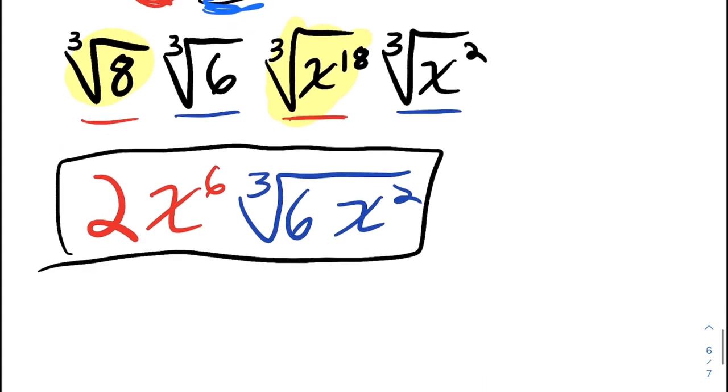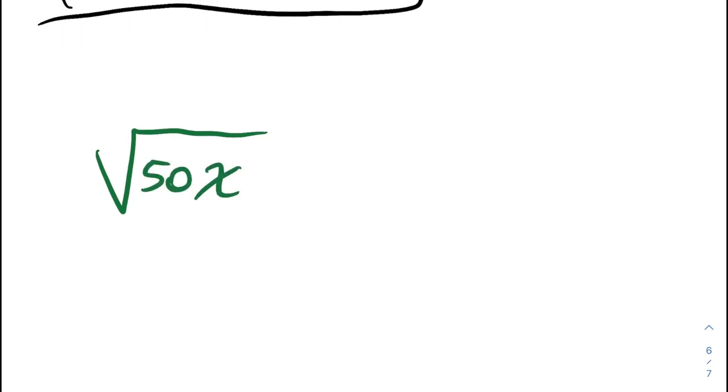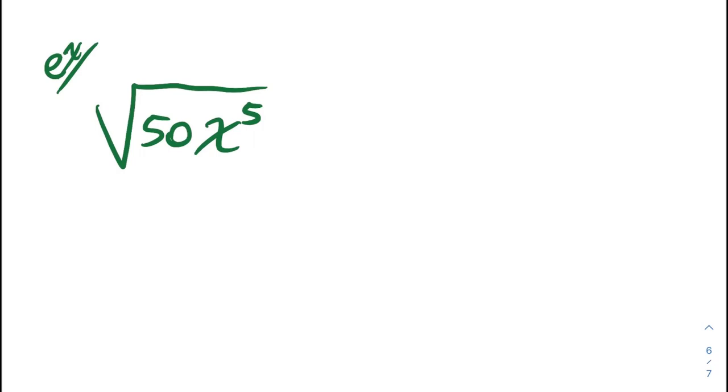Let's try one more. Alright, let's do the square root of, let's say, 50x to the 5th. So this is a square root. I know it's a square root because there's no index. I have to break up the 50. Well, the way I can break up the 50 is into the square root of 25 times the square root of 2, where the goal is to simplify that into a rational number.